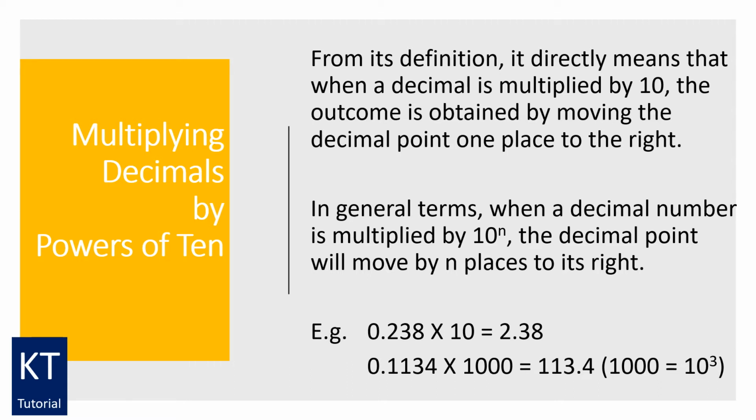In the first example, when a decimal is multiplied by 10, the outcome is obtained by moving the decimal point from the right of the digit 0 by one place to the right, hence newly at the right of the digit 2. In the second example, when a decimal is multiplied by 1000, the outcome is obtained with the decimal point moving 3 places to the right.